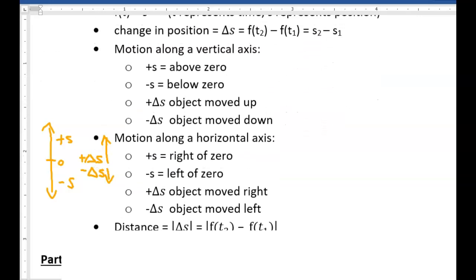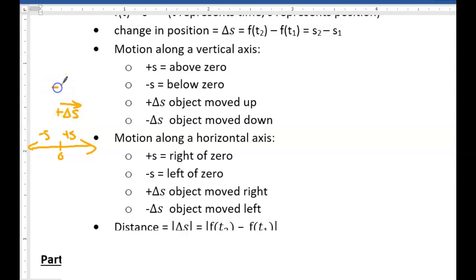Same thing kind of applies to horizontal axes. If you have a horizontal axis, positive s is on the right side, negative s is on the left. And if you have a positive delta s, that means that your object is moving to the right. But if you have a negative delta s, that means your object moved to the left.